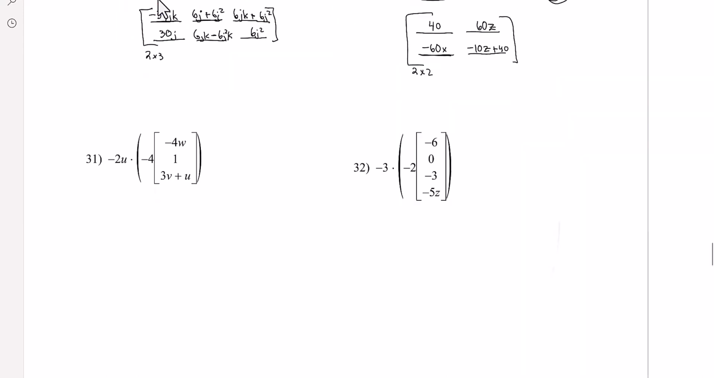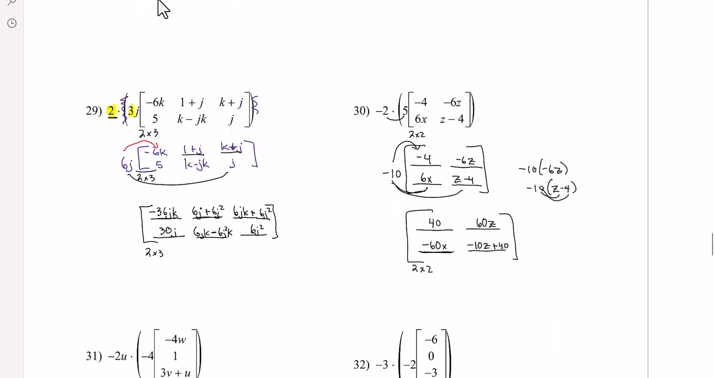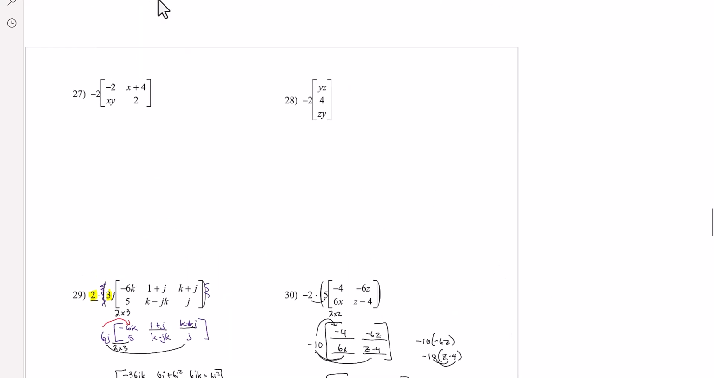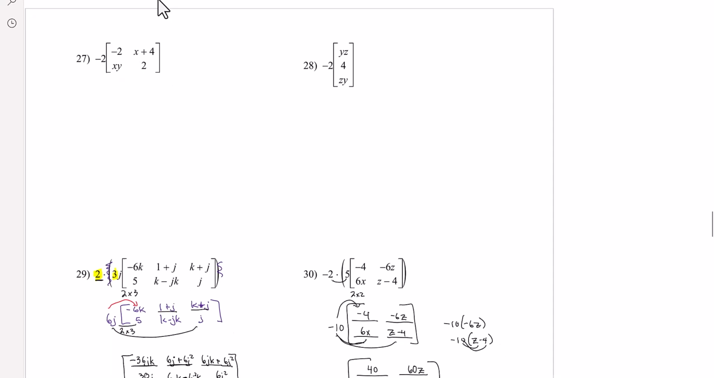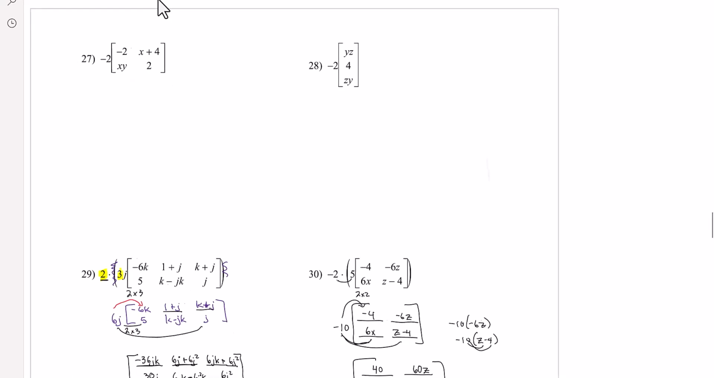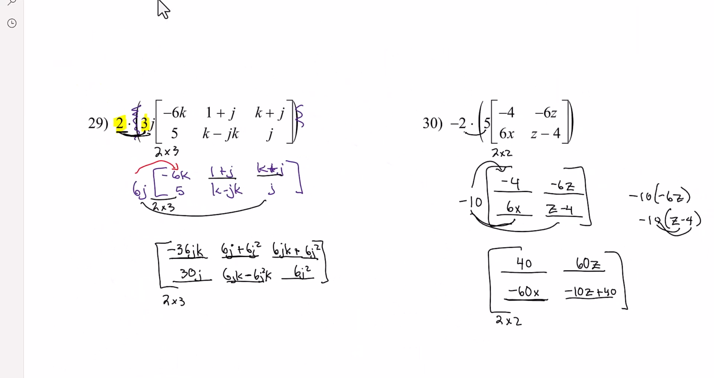Okay, let's see if there's any that are... Yeah, I think those should explain things enough. All right, this is scalar multiplication with two operations. The first, and then we multiplied that result to the matrix. All right, that's it for this one.